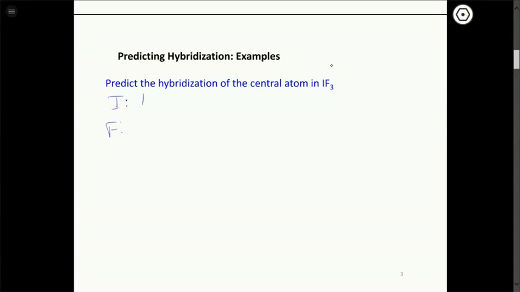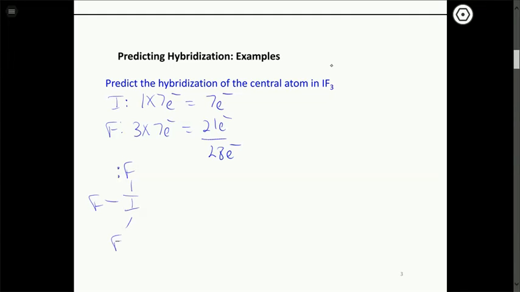So each of these is in group 7. These are halogens, so they each contribute 7 valence electrons. So the central atom contributes 7 valence electrons, and then the fluorine contributes 7 as well, 3 of them though. So we have 28 valence electrons. And then when we draw the Lewis structure, we start with single bonds, we complete the octets, that's 24 electrons. We have 4 more that go on the central atom as lone pairs.